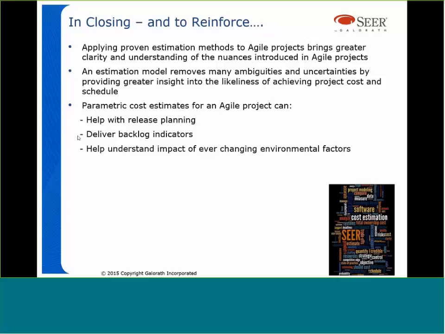Your 2 best developers aren't available on the next sprint. What's the impact of that? Or your product owner just went on vacation for a month. What's the impact of that going to be? These are things you can actually put into a parametric model.